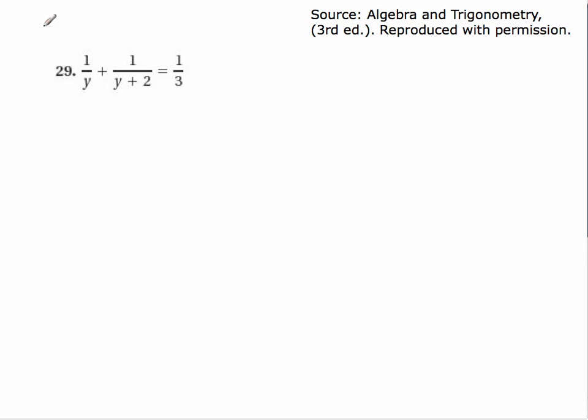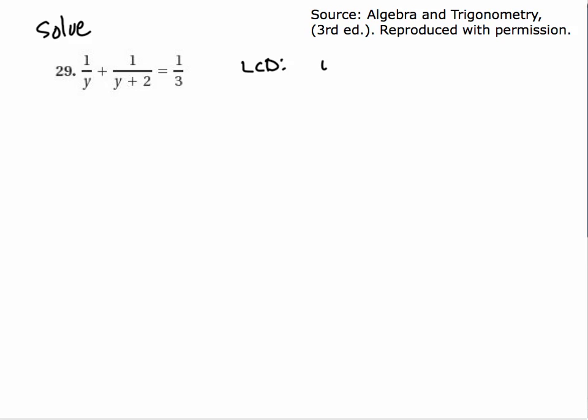Alright, here's a beautiful question. It asks you to solve this. In other words, find a value for y that makes this statement true. I see fractions, and so right away I'm going to start off with the I hate fraction rule. So I need to find a lowest common denominator and then multiply every term by that common denominator.